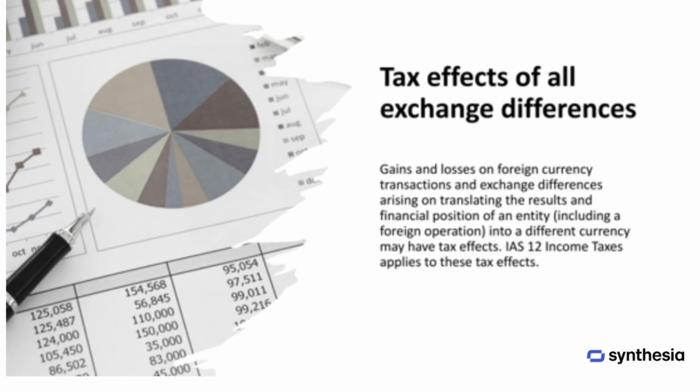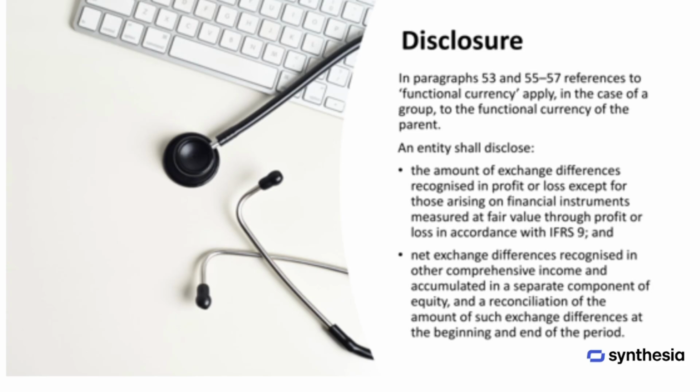Gains and losses on foreign currency transactions, as well as exchange differences that arise when translating the results and financial position of an entity, including a foreign operation, into a different currency, may have tax effects. These tax effects are accounted for in accordance with IAS 12, which deals with income taxes. In paragraphs 53 and 55 to 57, references to the functional currency apply in the case of a group to the functional currency of the parent company.